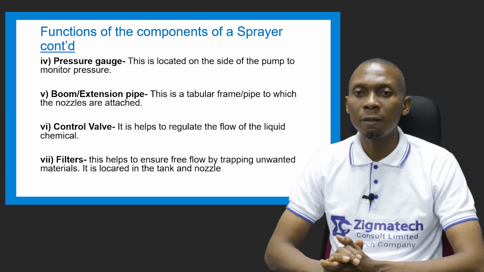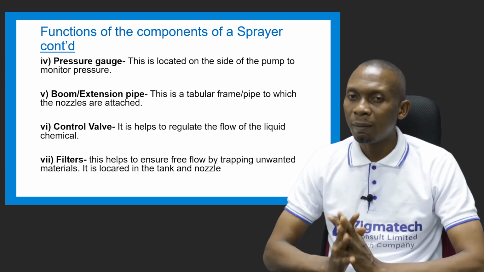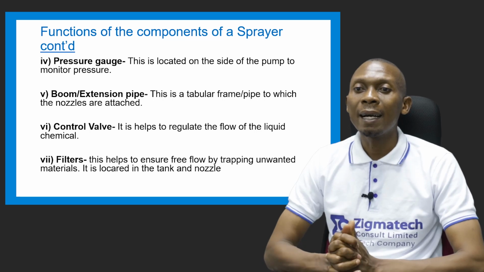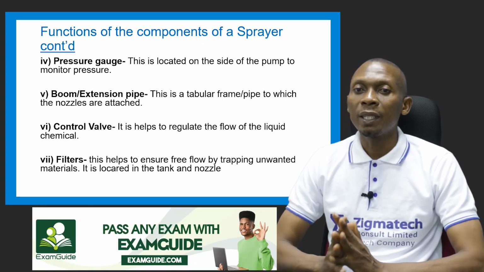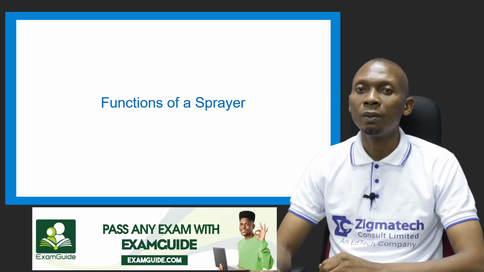Then we have the filters. Now this helps to ensure free flow by trapping unwanted materials. It is located in the tank and the nozzle. So take note of that. The filters are located in the tank and nozzle.